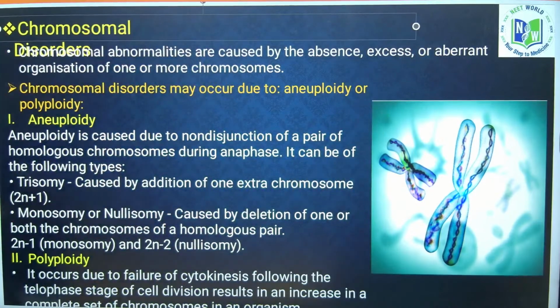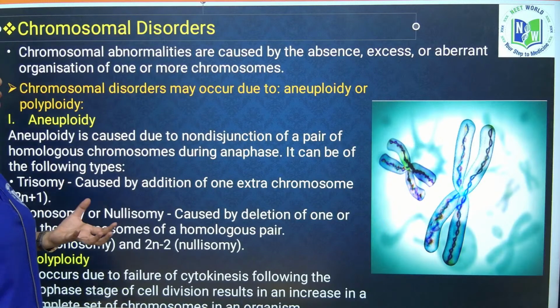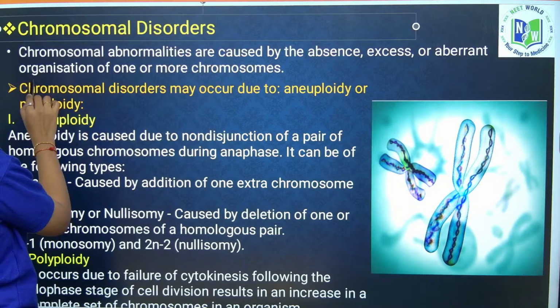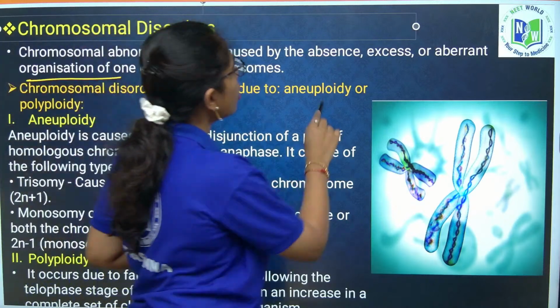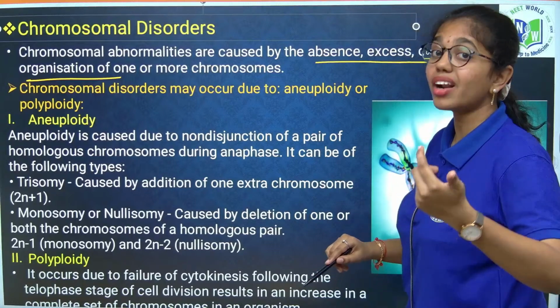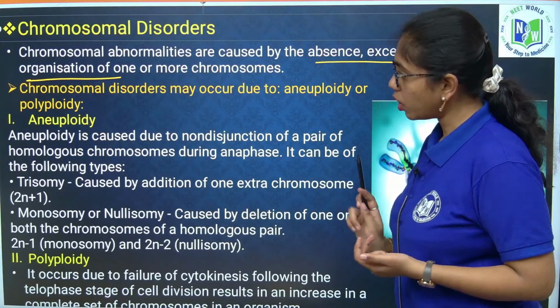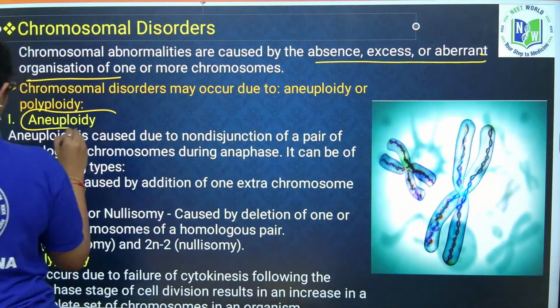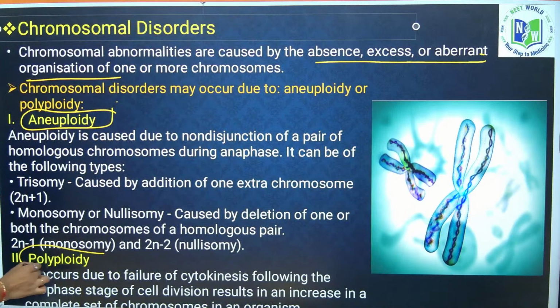Chromosomal disorders occur because of the absence, excess, or aberrant organization of one or more chromosomes. These are of two types again: aneuploidy and polyploidy.